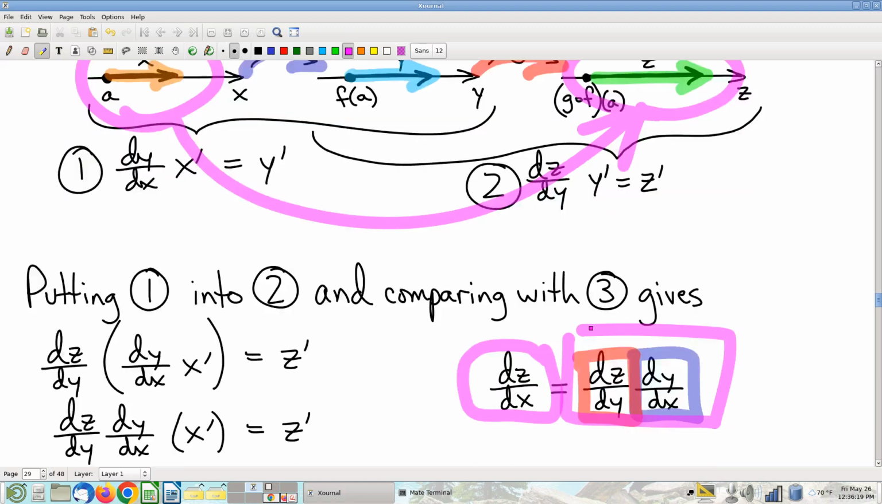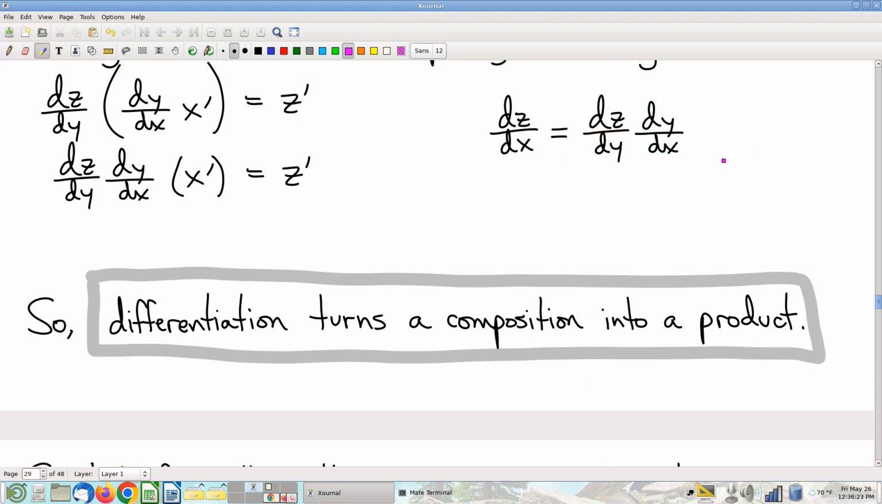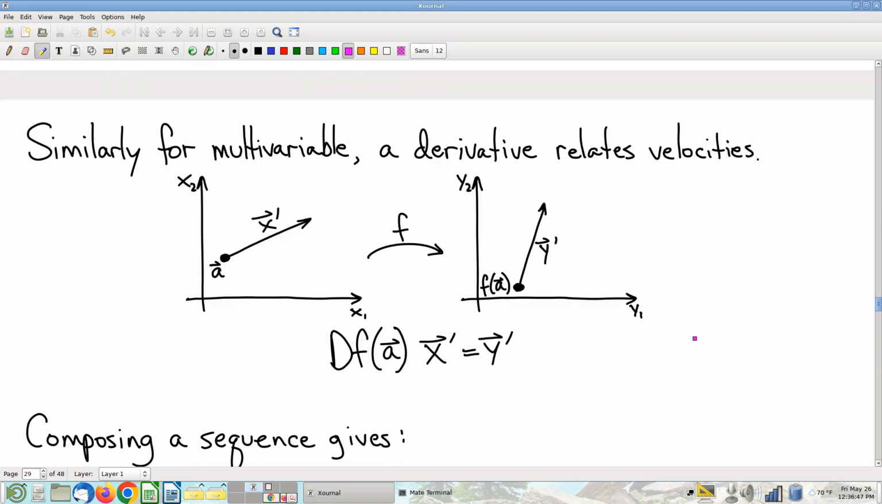Okay. All right. So now there's different ways to say this. I like the idea that differentiation turns a composition into a product. After all, we were looking at a composition of functions, and the result was that the derivative is a product of individual derivatives. Right? So I think this is a really nice way to think about it. It rolls off the tongue pretty nicely as well. That's good. Okay, now with that point of view on single variable calculus in mind, let's do the same thing now in a multivariable setting.